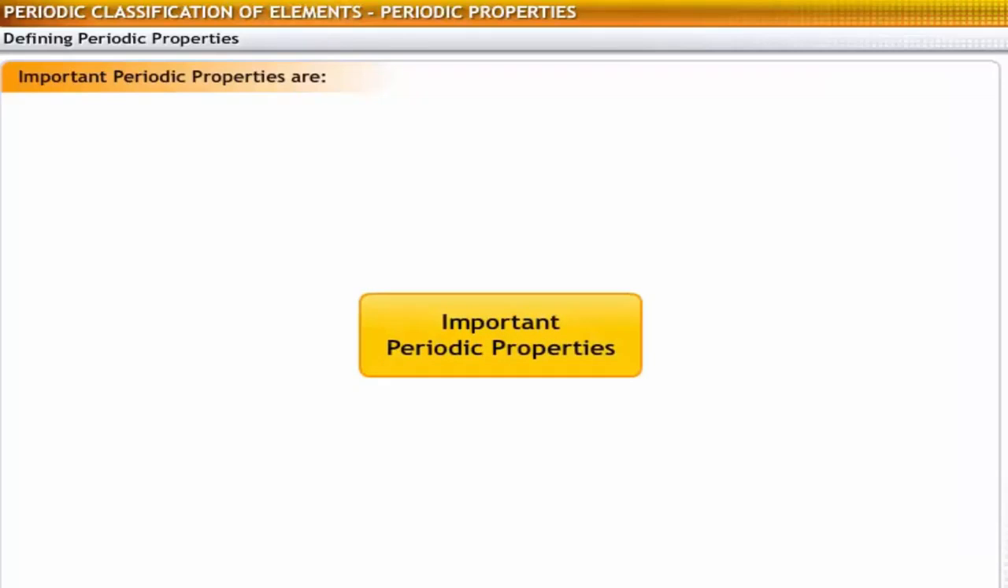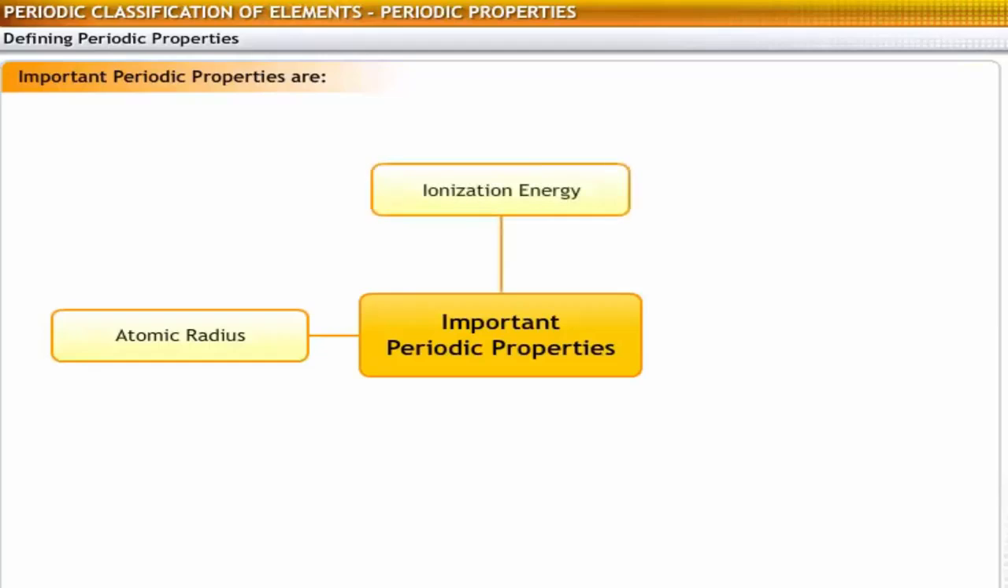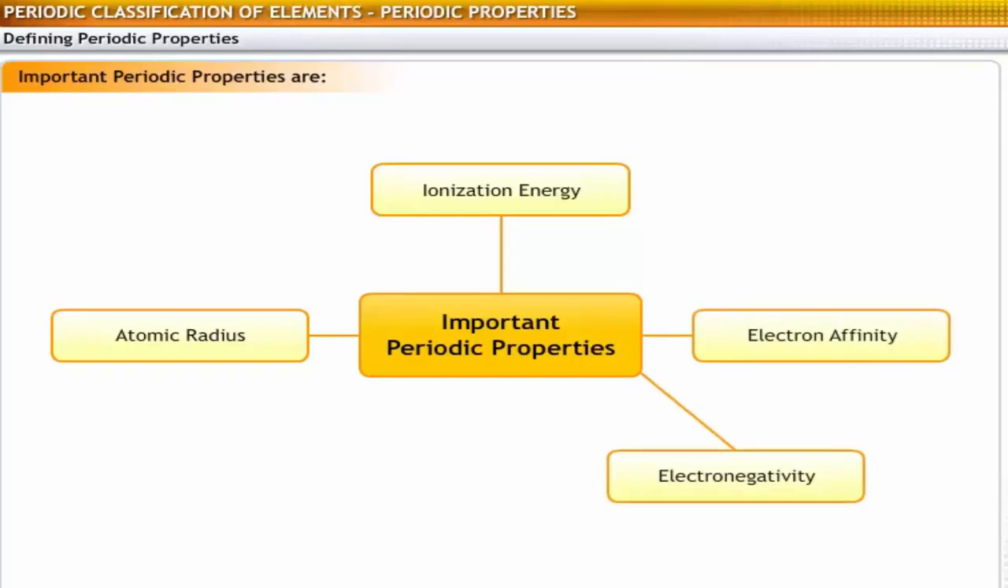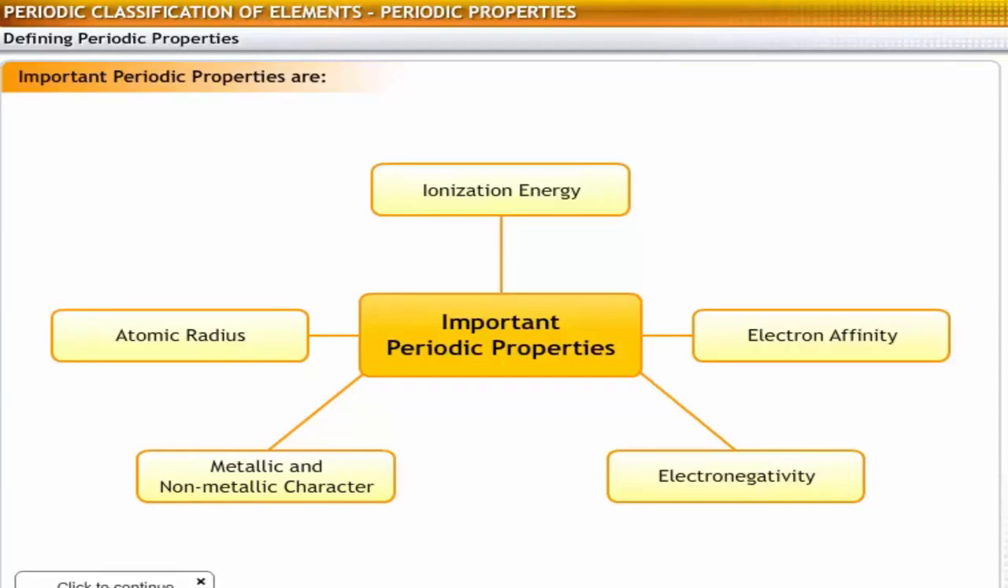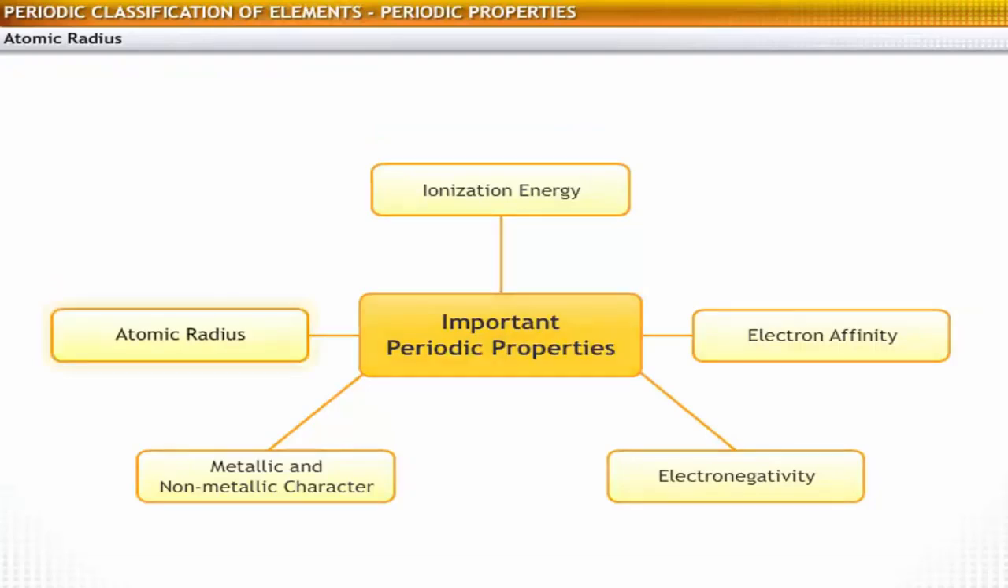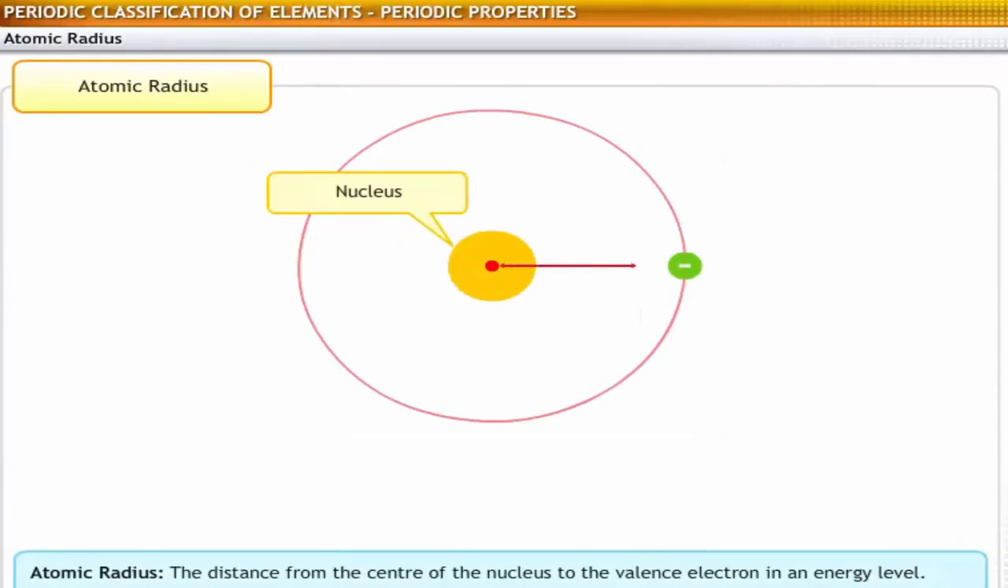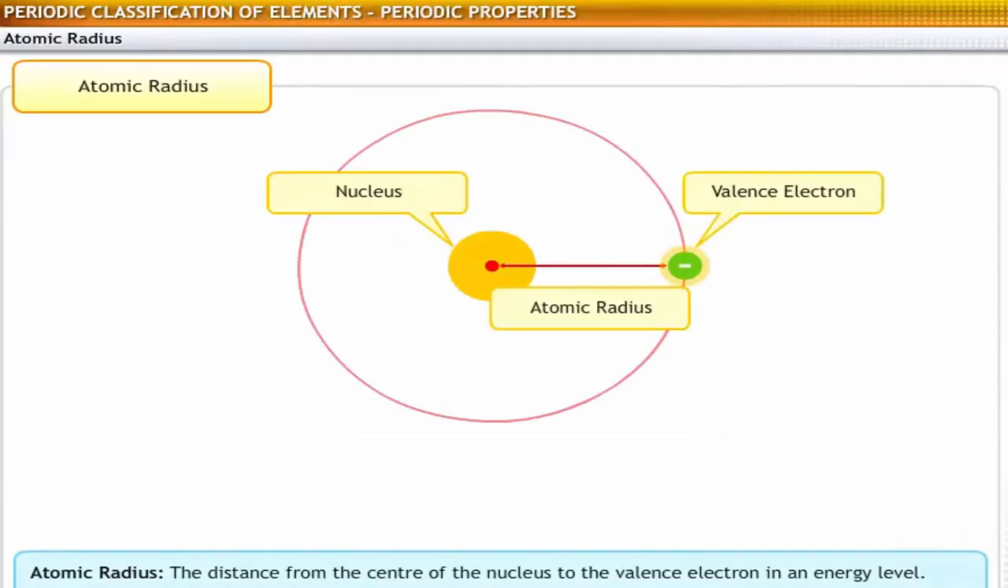The important periodic properties of elements are atomic radius, ionization energy, electron affinity, electronegativity, and metallic and non-metallic character. We will look at each of these properties in detail to find out how they vary across a period and down a group. Atomic radius is the distance between the center of the nucleus and the electron present in the outermost energy level or orbit of an atom.